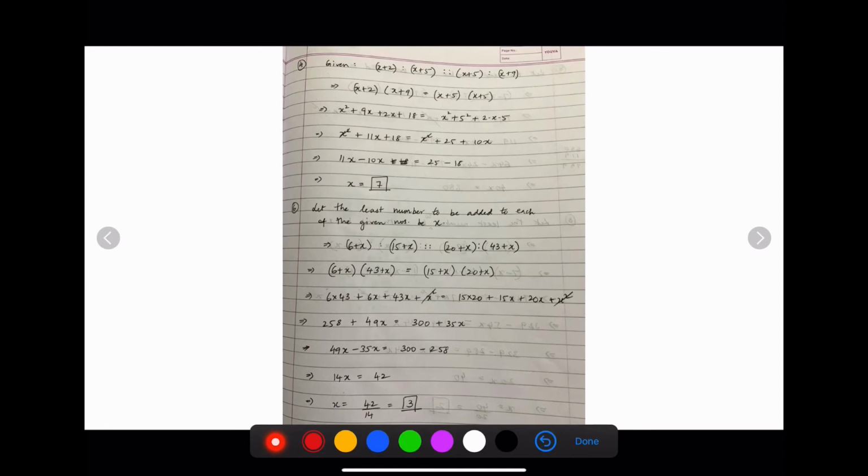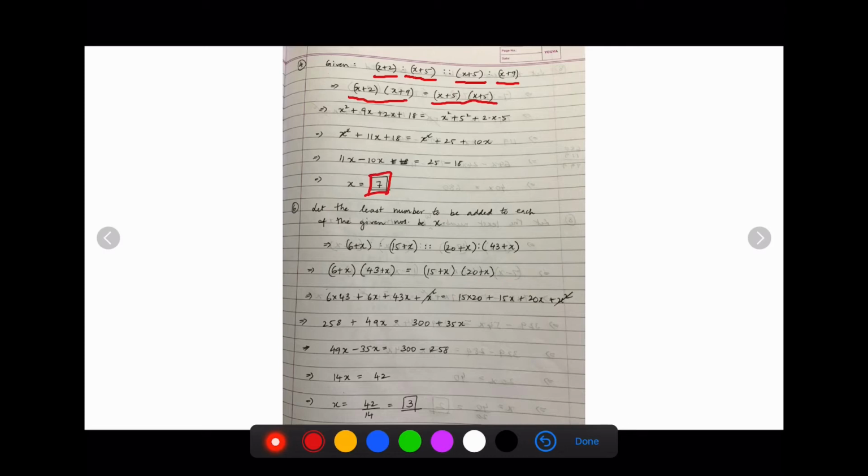In question number 4, you have to find out the value of x. So the proportion will be like this: x plus 2 is to x plus 5, as x plus 5 is to x plus 9. Again, if you use the concept of product of extremes equal to product of means, and then simplify and solve for x, you will find the value of x to be equal to 7.